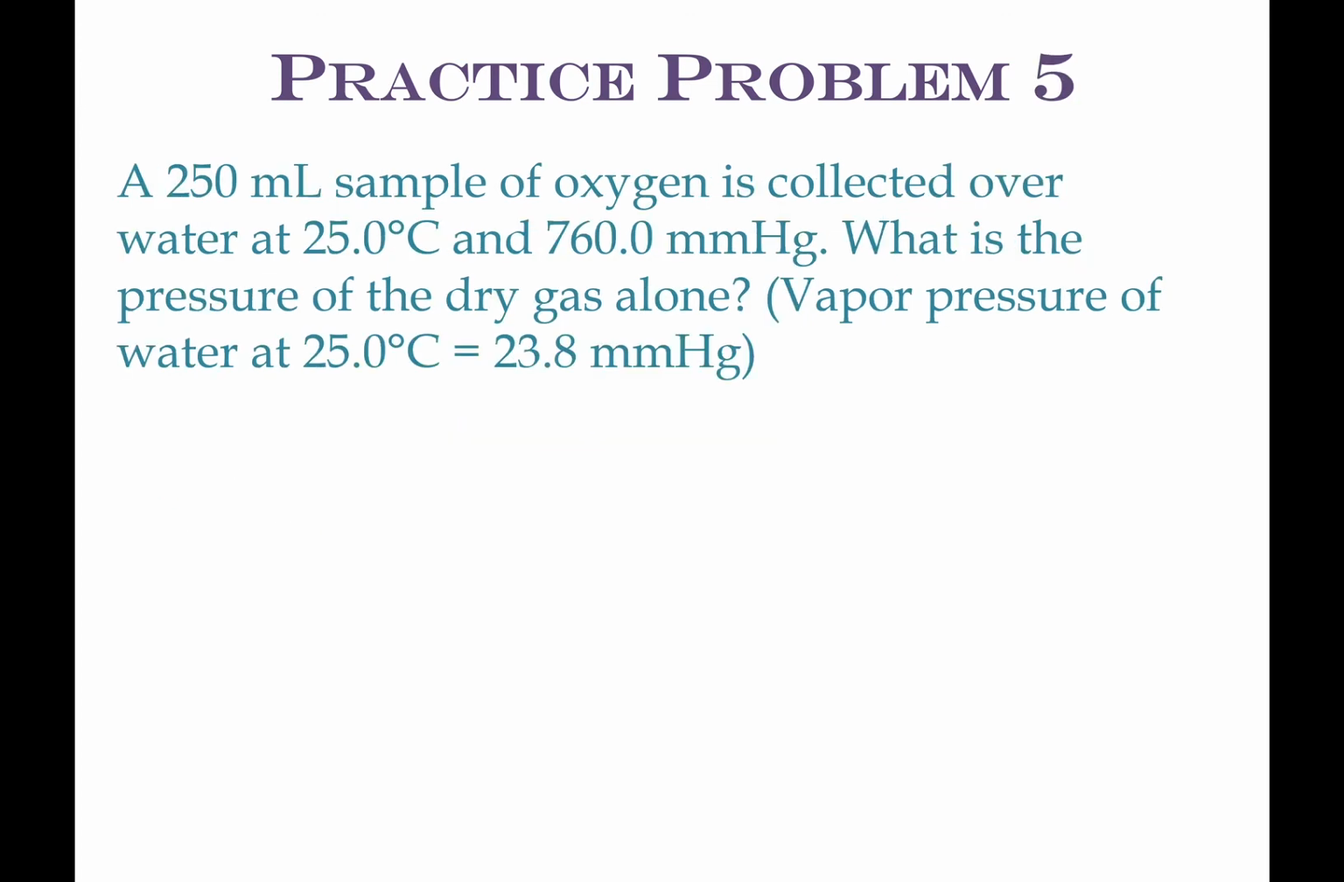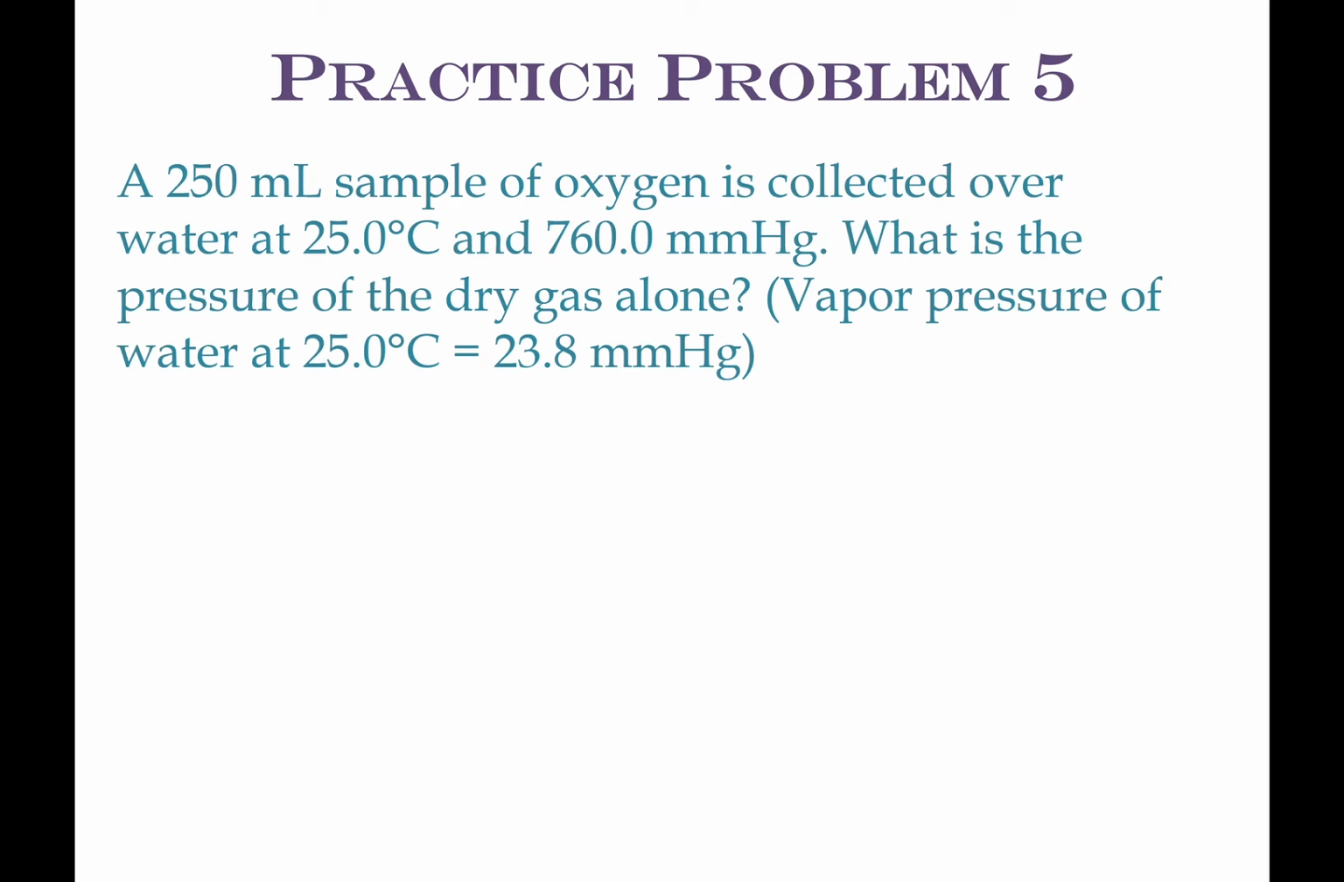Many times we'll use Dalton's law in an even more expanded way. What we would have done in lab would have been an expansion of Dalton's law where we collect a gas over water. When we do that, we have to take into account not only the gas pressure, but also the water vapor. So we're going to take a look at a couple of these, and hopefully it'll help you with your lab. A 250 milliliter sample of oxygen is collected over water at 25 degrees Celsius and 760 millimeters of mercury. What is the pressure of the dry gas alone?